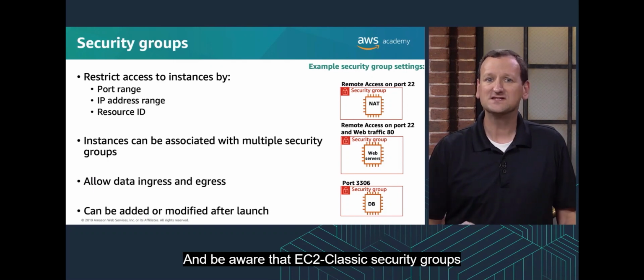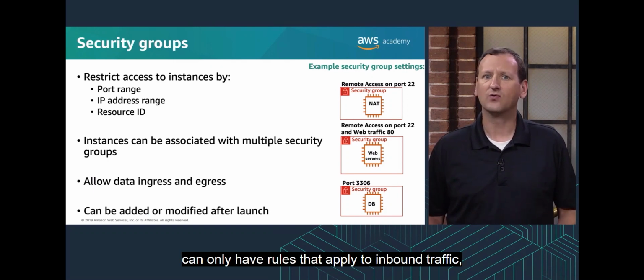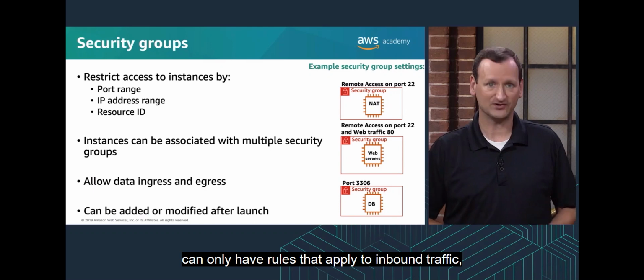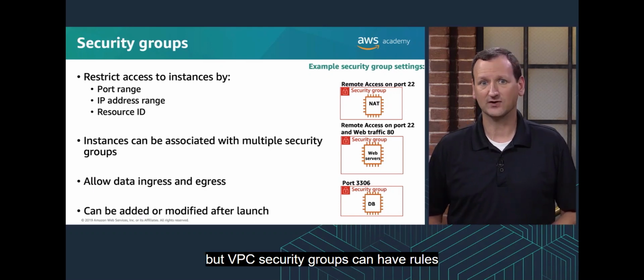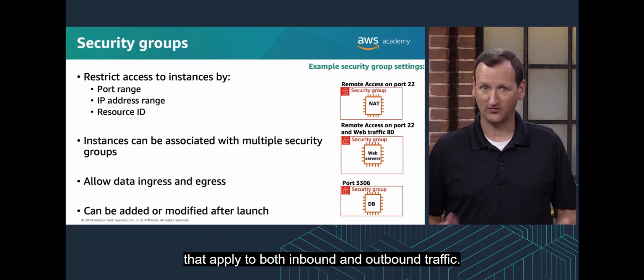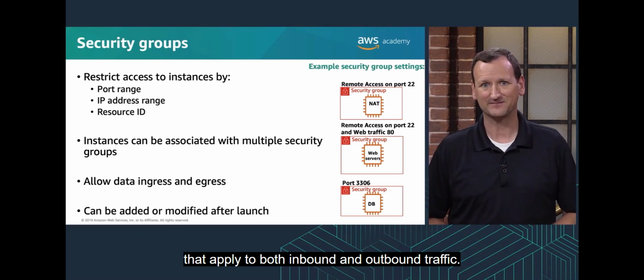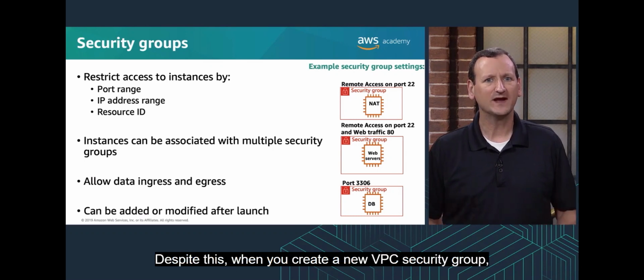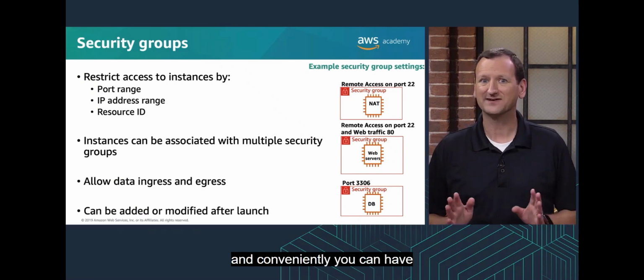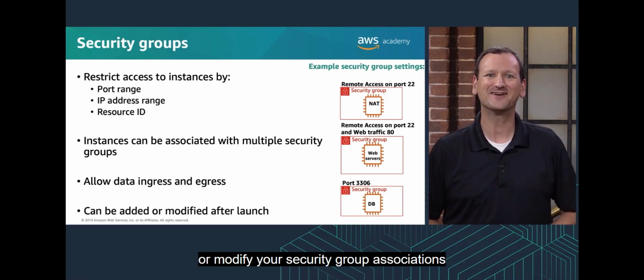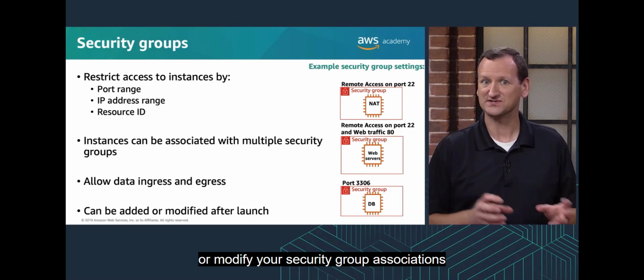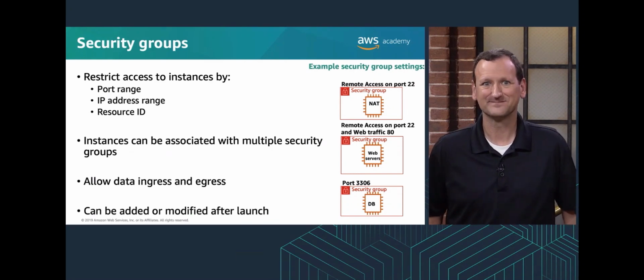And be aware that EC2 Classic security groups can only have rules that apply to inbound traffic, but VPC security groups can have rules that apply to both inbound and outbound traffic. Despite this, when you create a new VPC security group, all outbound traffic is open, and conveniently, you can add or modify your security group associations while the instance is running.